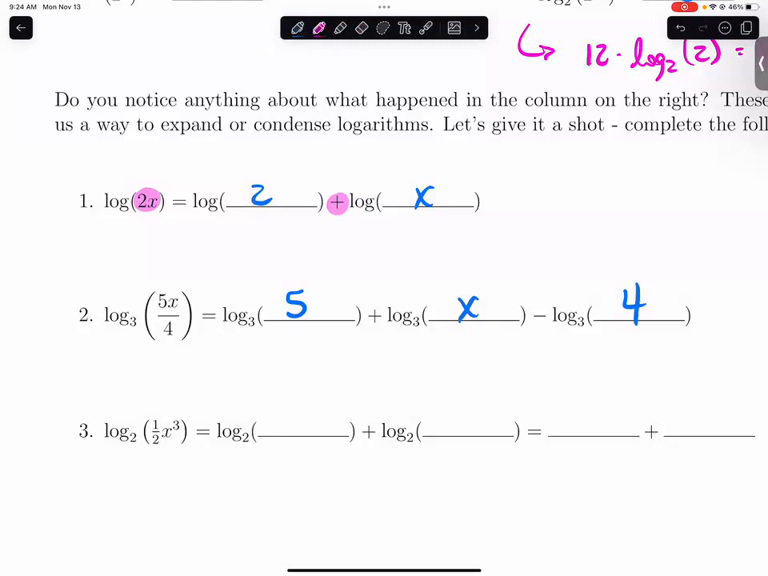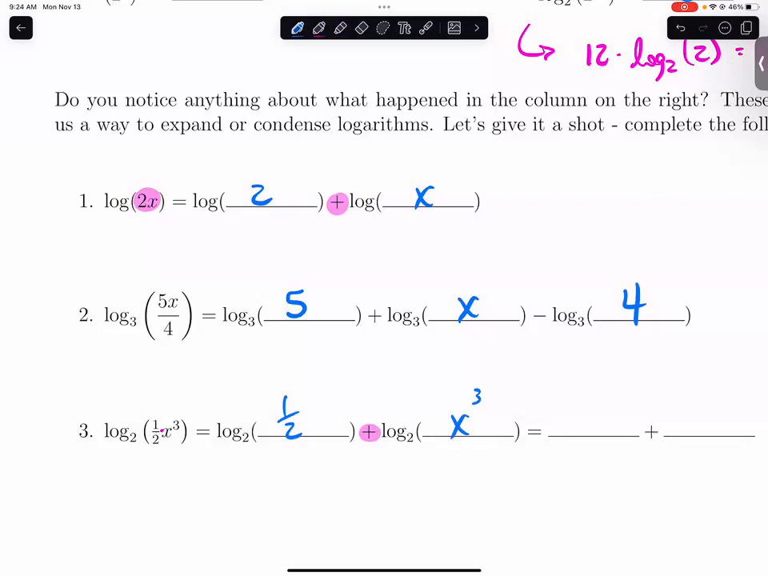Let's do this in kind of 2 stages. It's the log base 2 of a half times x cubed. So first the multiplication. This would be the log of a half plus the log of x cubed, right? Okay. Then one at a time, can I do anything else with this?